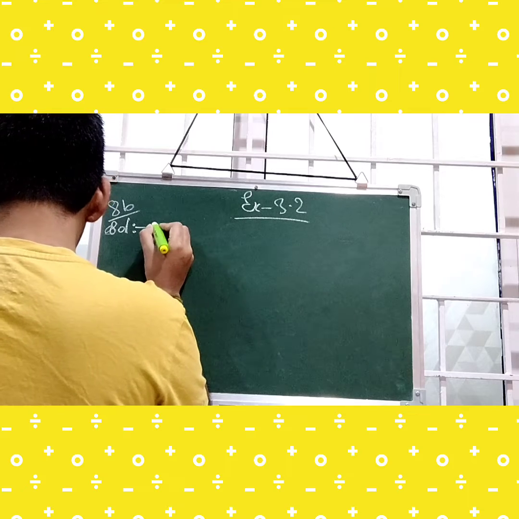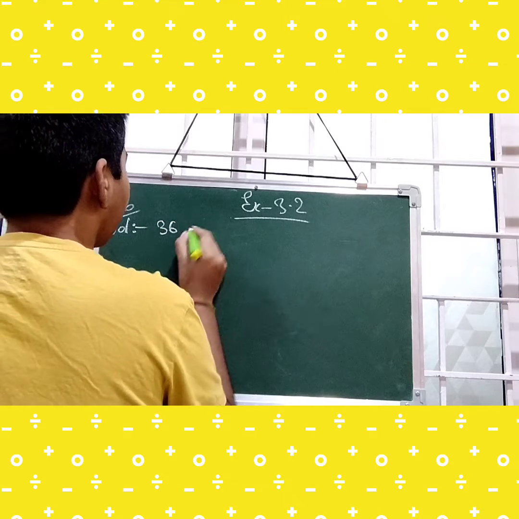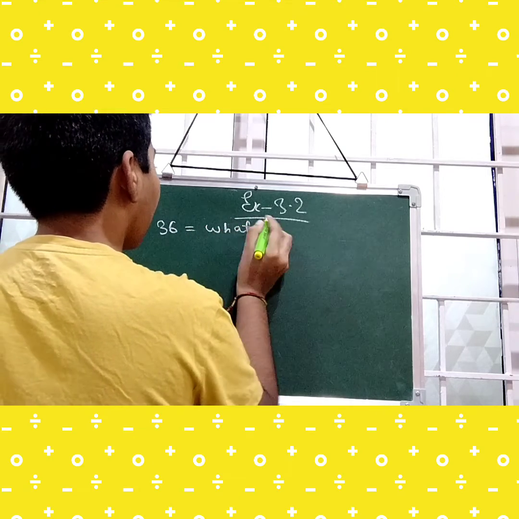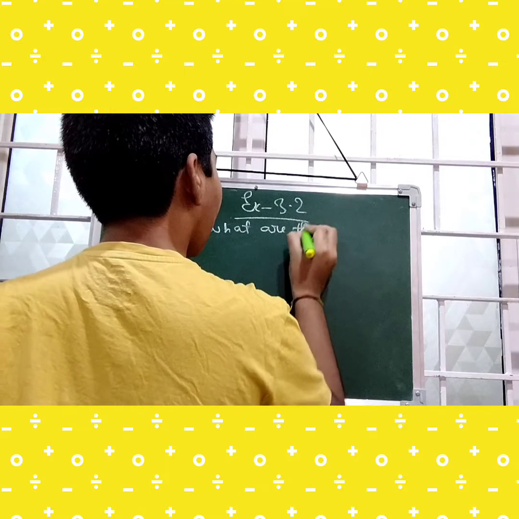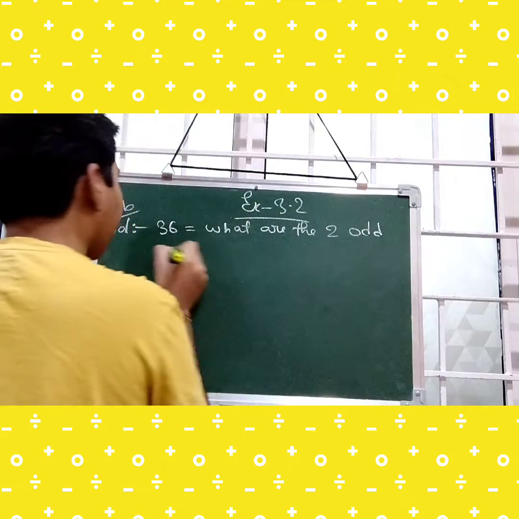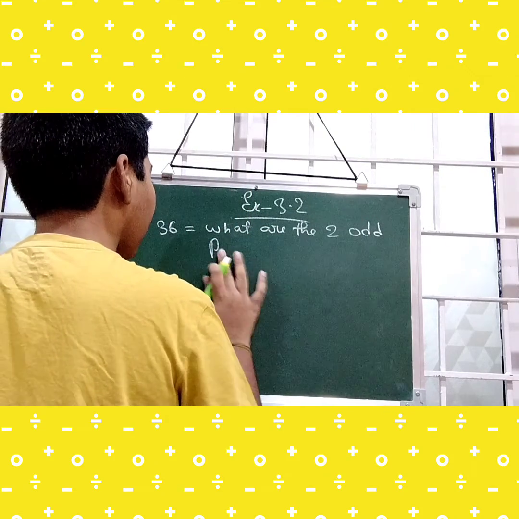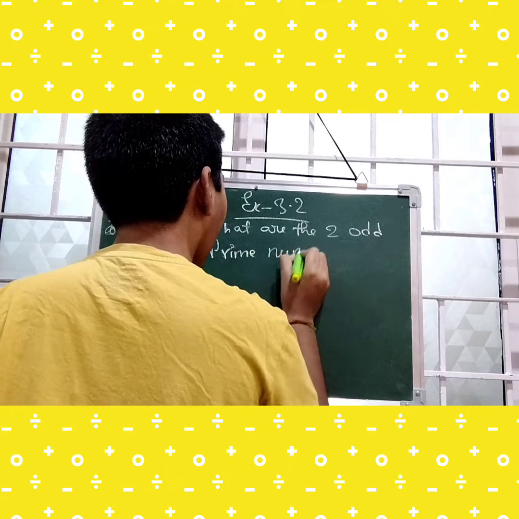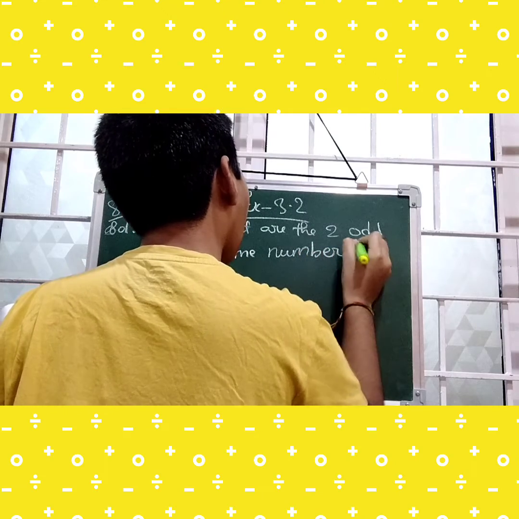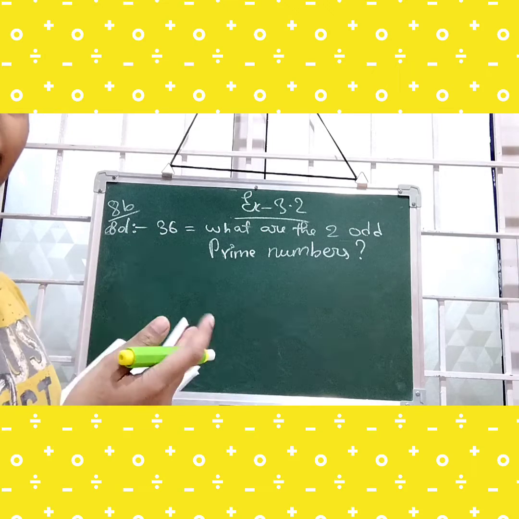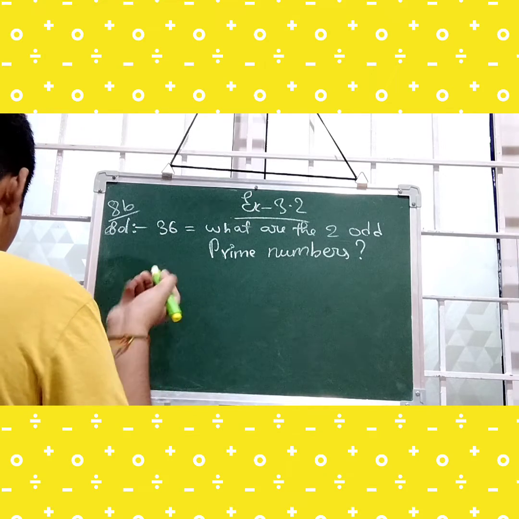So here they have given that for 36, what are the two odd prime numbers whose sum it is? So let us check one by one the sum of each prime number.